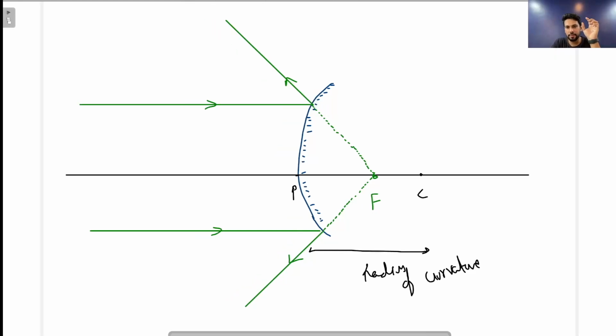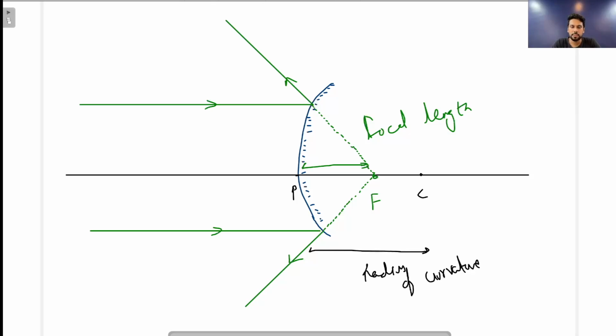So in this case, the rays do not converge towards the focus. They don't even go to the focus, but they diverge away from the focus. So here also the focus plays an important role when it comes to the light. So here also I have the focal point, and I can have my focal length. This distance is called the focal length, just like the previous one.